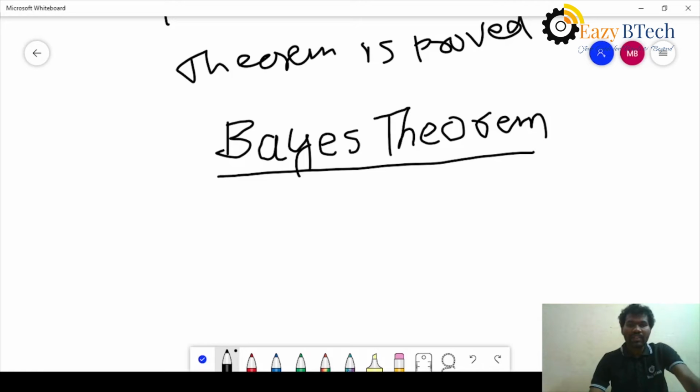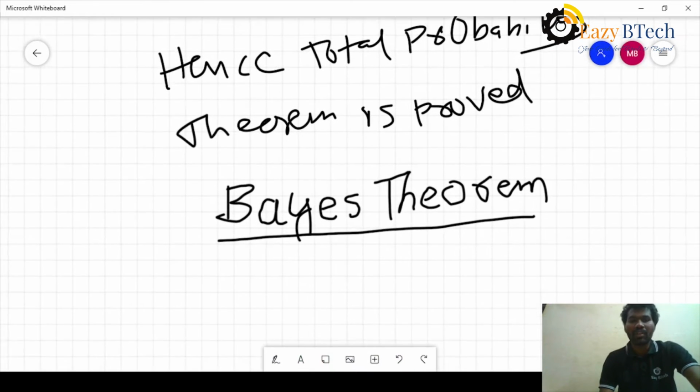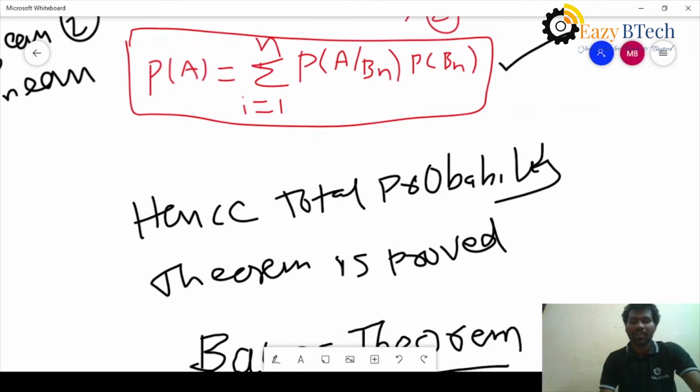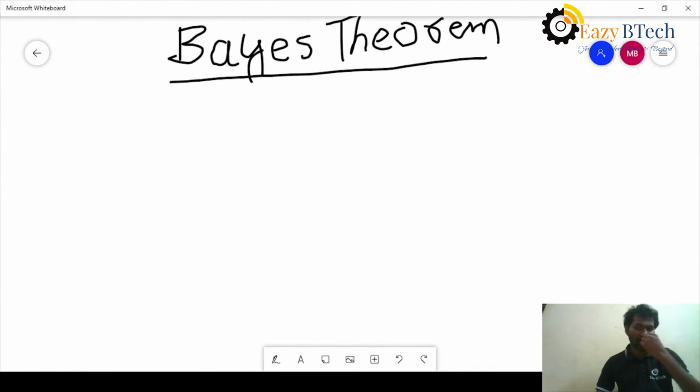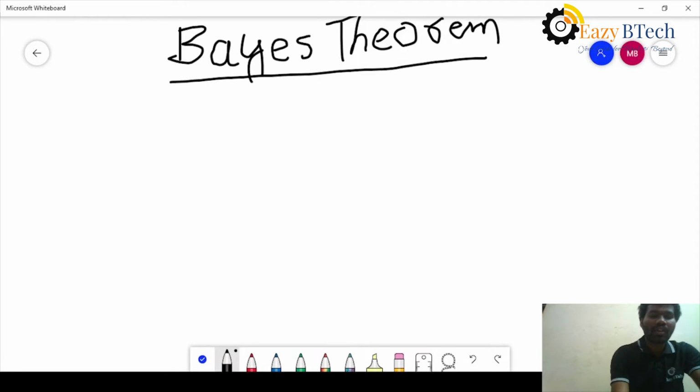So the next one is Bayes theorem. Bayes theorem is nothing but the extension of total probability. We already know the total probability: P of A equal to P of A given Bn into P of Bn. This is what we have just derived. In the same way, Bayes theorem is the extension of your total probability.